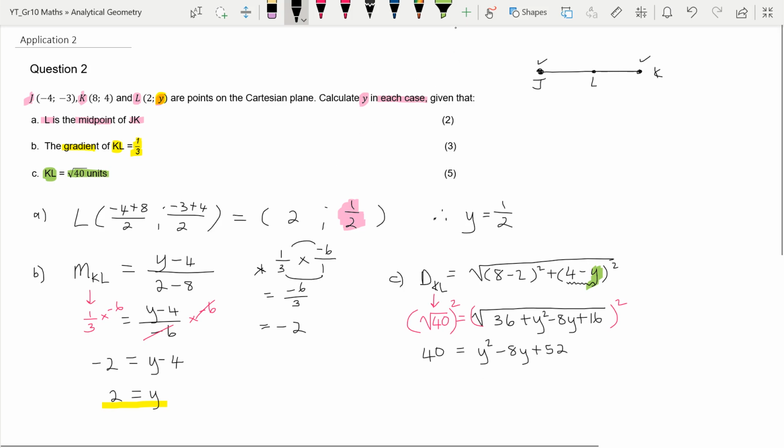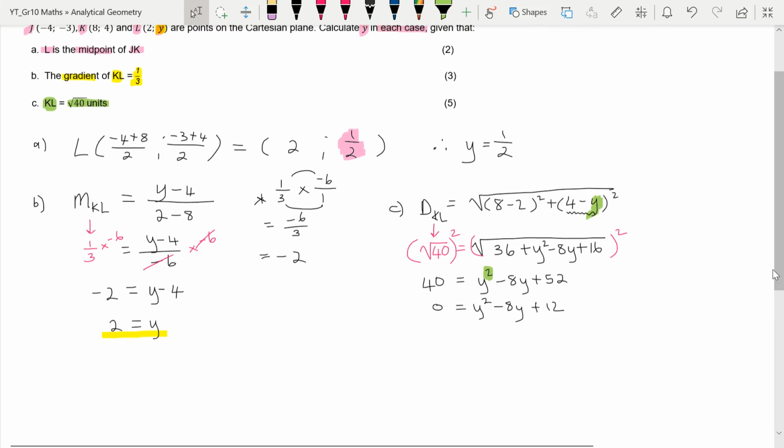Can you see that we're dealing with a quadratic equation? So I'm going to take everything to one side, and we are going to factorize that trinomial. y squared minus 8y, and if I subtract 40 on both sides, I'm going to land up with a 12 there. I'm just going to scroll down. Whether you do this with your calculator or without, if you're struggling with that, refer back to the video on factorizing trinomials.